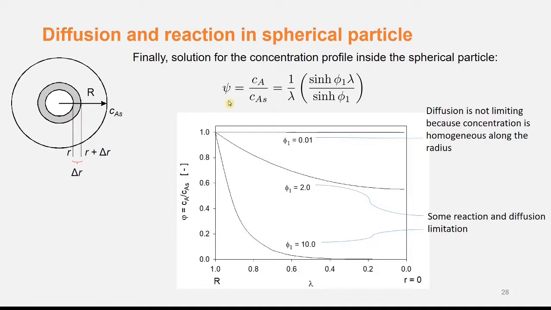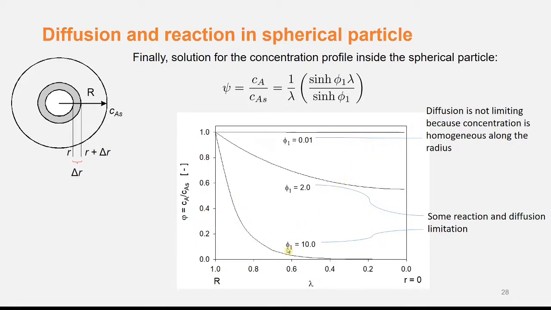If we plot this function against lambda for various values of the Thiele modulus phi 1, you can see its effect on the concentration profile. For low values of phi 1, so say 0.01, the concentration is nearly equal to its surface value throughout the pellet. This is the effect of the diffusion being much faster than the reaction. The reactant can penetrate all the way into the pellet before it is consumed by the reaction.